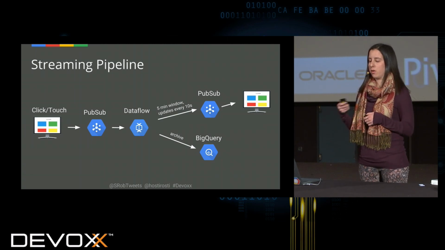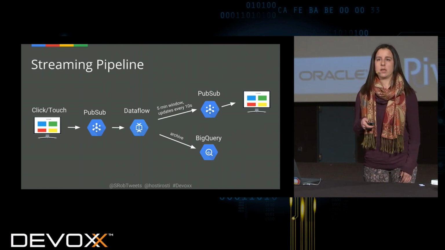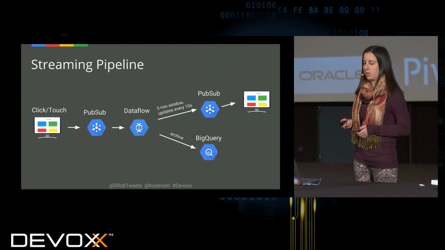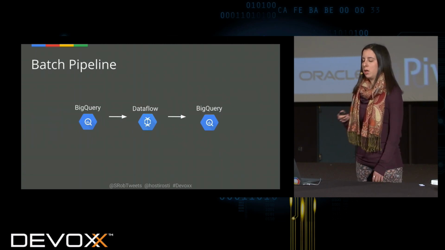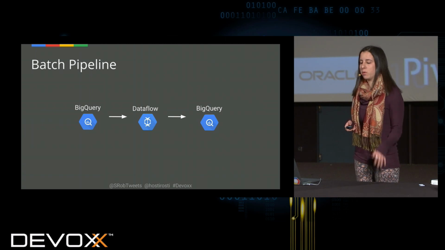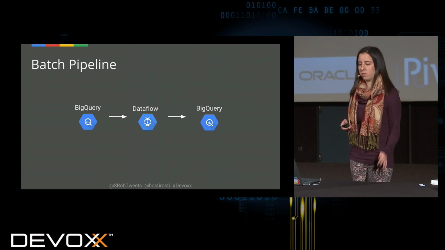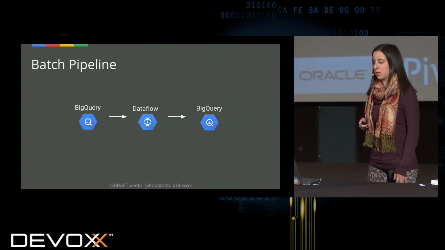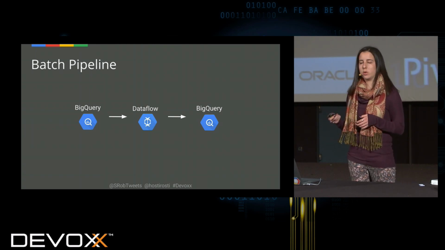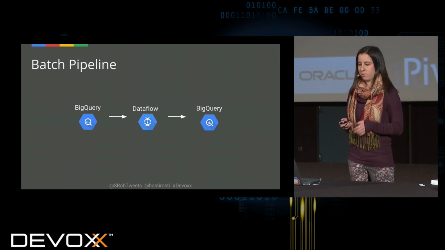And then we also send all the results to BigQuery so we can run some analysis on the top players later. And then in addition to the streaming pipeline, we also have a batch pipeline. So we read all our raw events from BigQuery, read them in Dataflow. In Dataflow, we just get the highest scoring players, and then we output the results to a different BigQuery table.